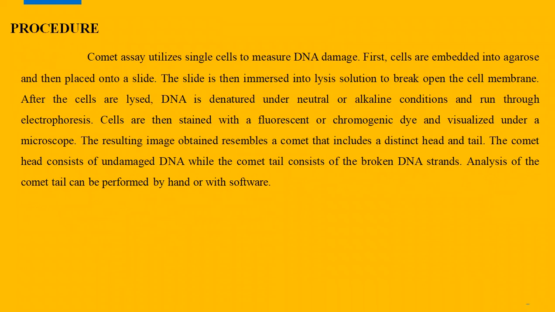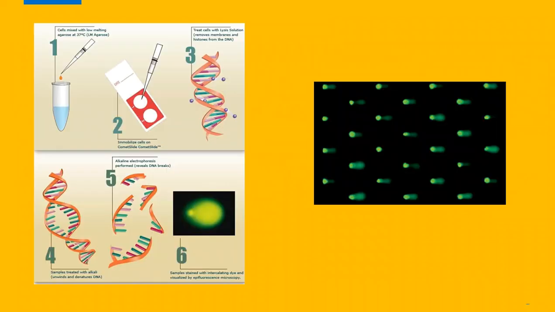The resulting image, when obtained, resembles a comet that includes a head and tail, and this image will be shown at the last. I have added the clip of this image at the last, we can see it. The comet head, as it is told before, consists of undamaged DNA, and comet tail consists of broken DNA strands. And this process can be analyzed, and the results can be viewed on the system if sufficient software is installed in it regarding this comet assay.